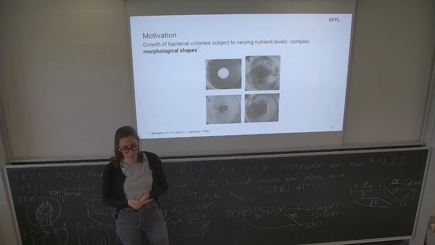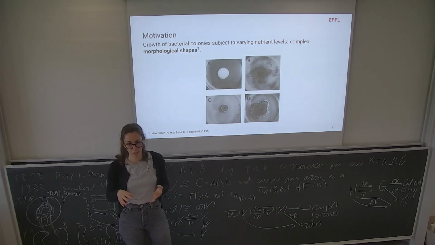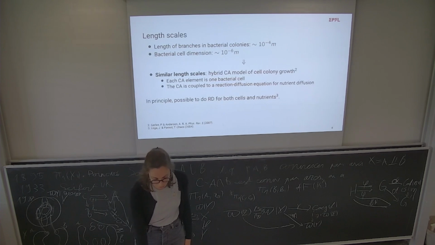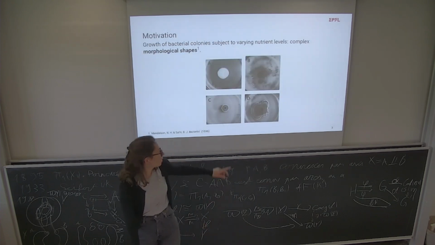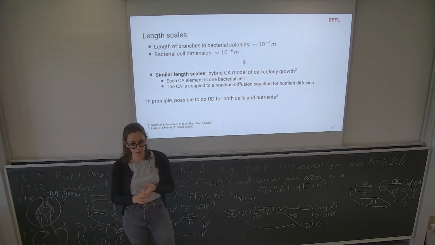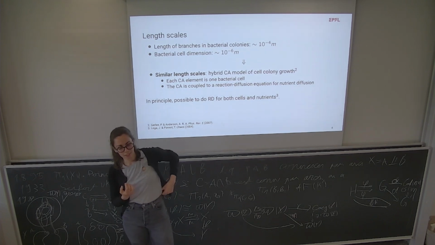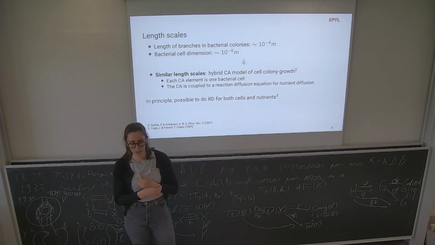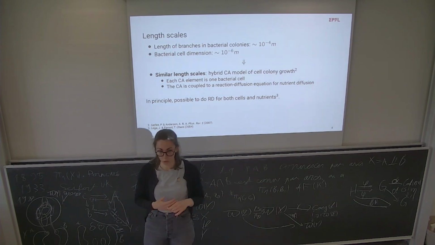What impacts this is, as I said, the nutrient level, and on a lower scale, also other parameters like pH and other environment variables. About the branching colonies in particular, there are two length scales involved. The first is the bacterial cell scale, of the order of a micron, and the other is the length of the branches of the colony, usually of the order of 10 to the minus 4 meters. That is 2 orders of magnitude difference, but not too different.